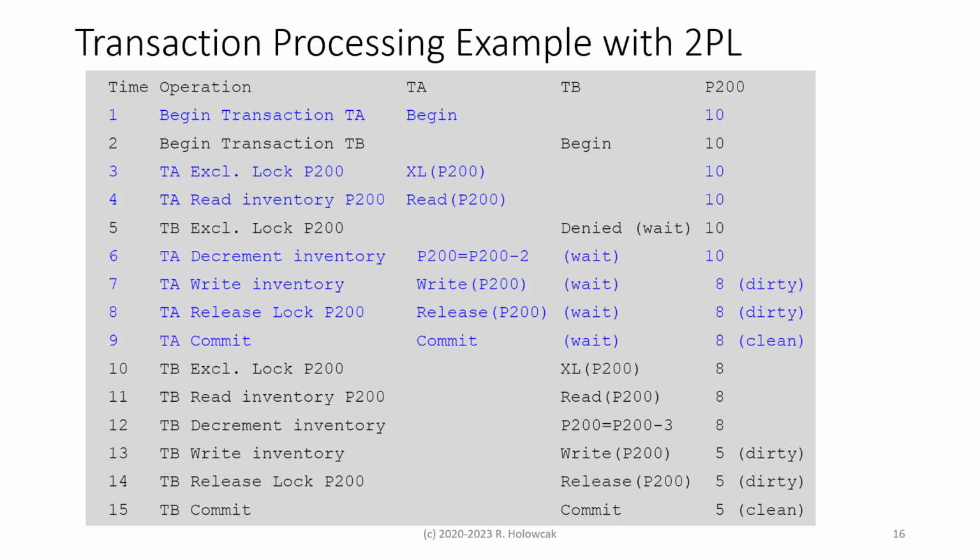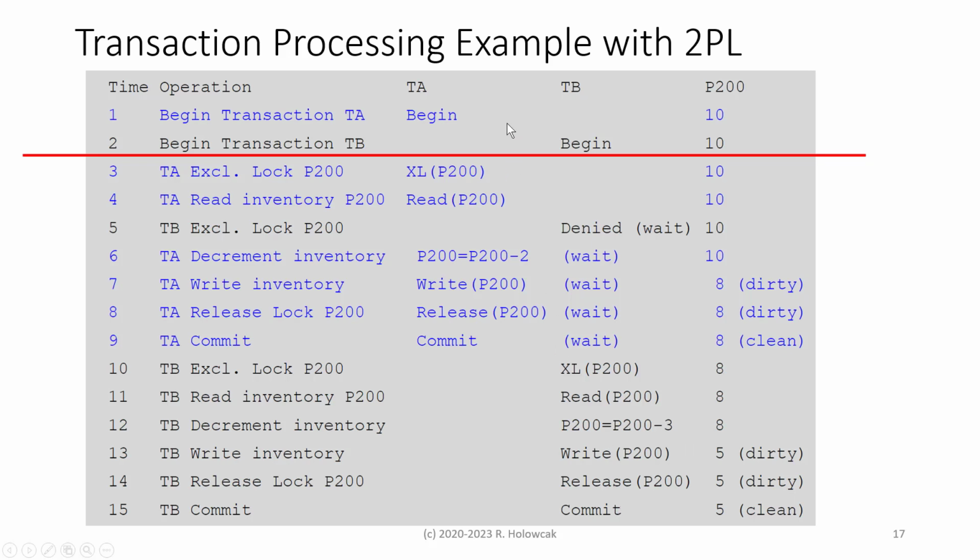Now let's look at an example. Here's a transaction processing example that we looked at in the transaction processing lecture. We have transaction A that would like to begin, read the inventory level in P200, write the inventory level in P200, and then commit. Transaction B would like to begin, read the inventory level for part 200, decrement that, and then write a new inventory level, and then commit.